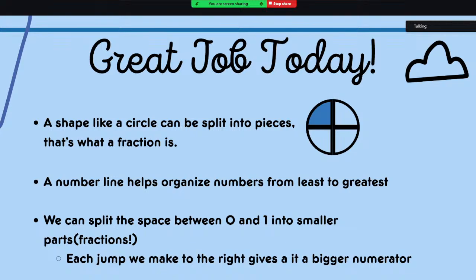Right? So each piece that we give to our friends is like a part of the number line. So the first piece that we give is 1 over 4. The second piece is 2 over 4, 3 over 4, and then 4 over 4 if you have 4 different friends, right? So each jump to the right gives it a bigger numerator.